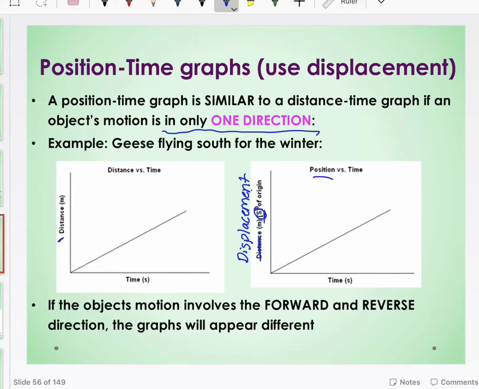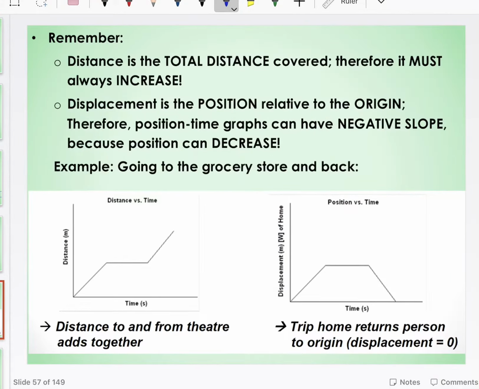If the object's motion involves forward and reverse, so if the object changes direction, then the graphs will start to look different. So these two graphs, again, are showing the same motion. Both of these graphs are showing a person going to the grocery store and back. Let's start by looking here at the distance time graph.